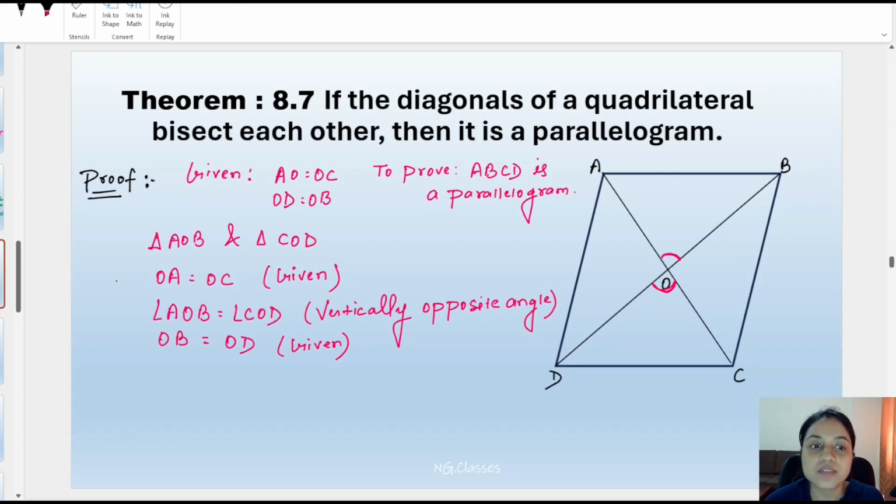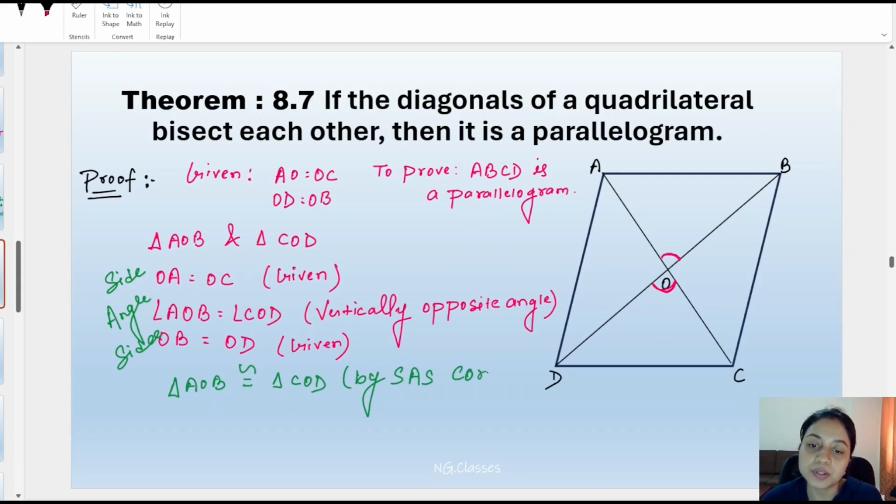Now we got the sequence of side, angle, side. That means side, included angle, and then other side. You can check it in the figure also. So hence we can say that triangle AOB must be congruent with triangle COD by side angle side congruence rule. Now since these two triangles are congruent with each other, their corresponding parts will also be equal to each other.